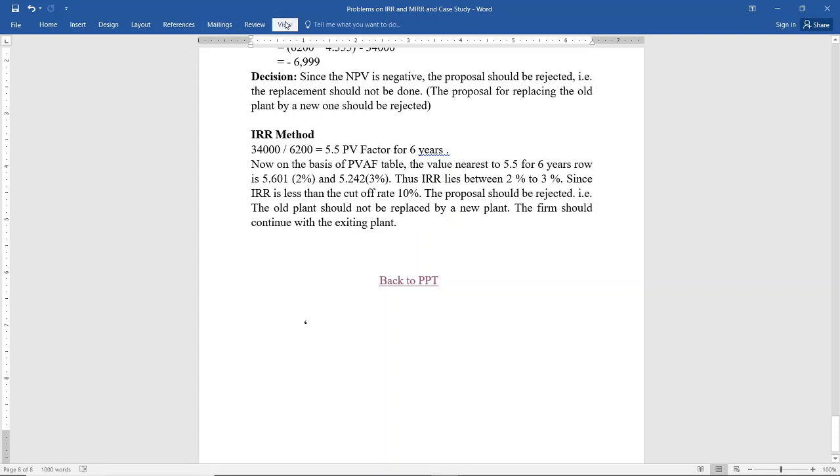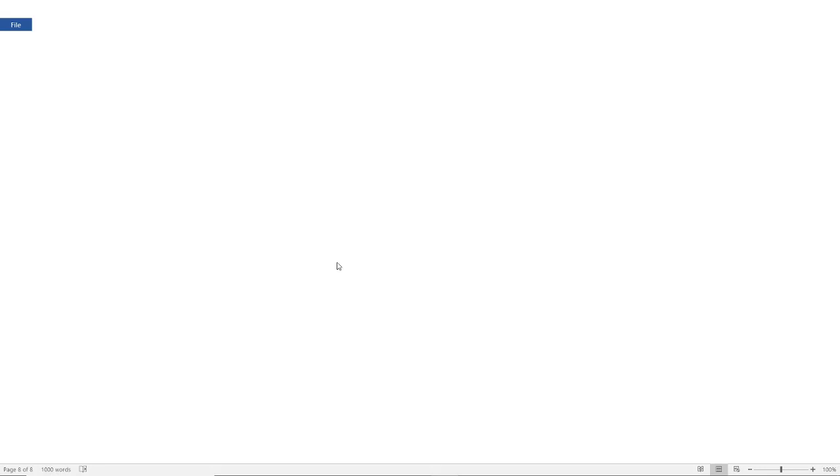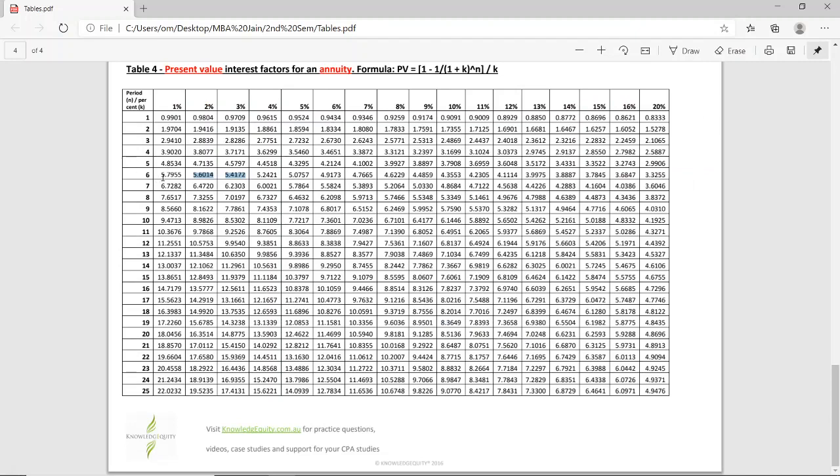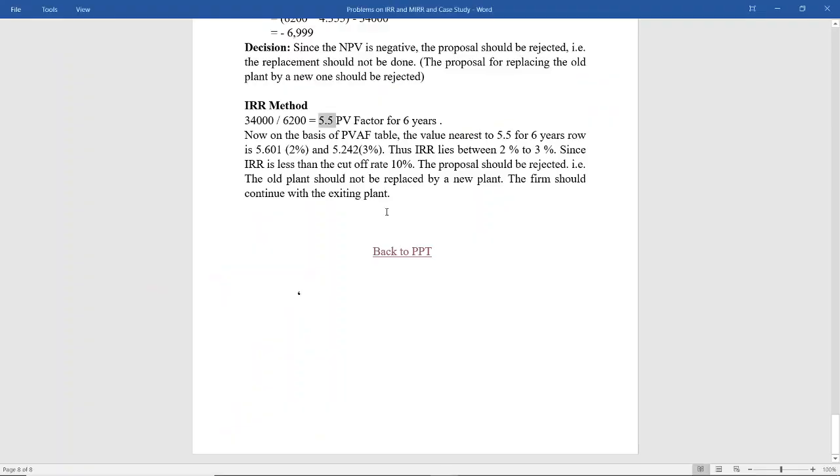Is this clear? I told you how to find the PV factor: it is nothing but initial investment divided by cash inflows. You got 5.5. So in year 6 you are going to find 5.5. Where is it falling? It is falling somewhere between 2% and 3%, because this is 5.6 and this is 5.4. So 5.5 is going to fall between 5.6 and 5.4, so 2% and 3%. But we have the cost as 10%. So obviously the cost is more. Therefore the proposal should be rejected. The old plant should not be replaced by the new plant. The firm should continue the existing plant. So I hope you have understood the sums.